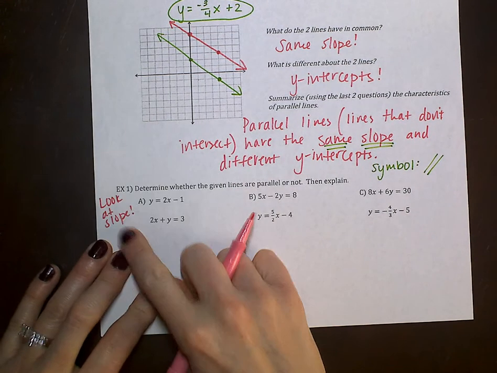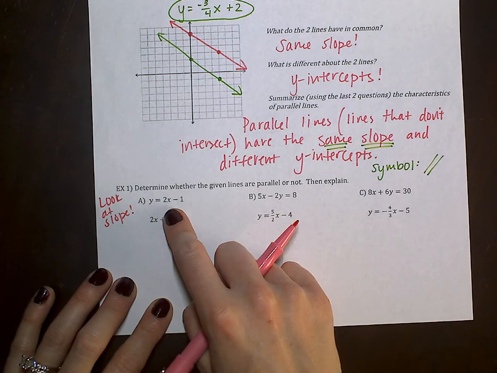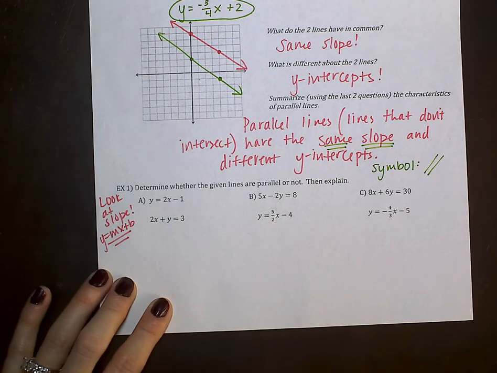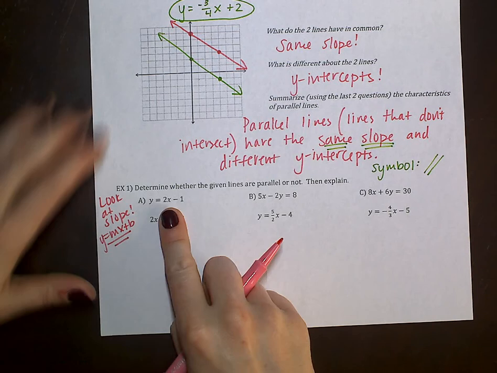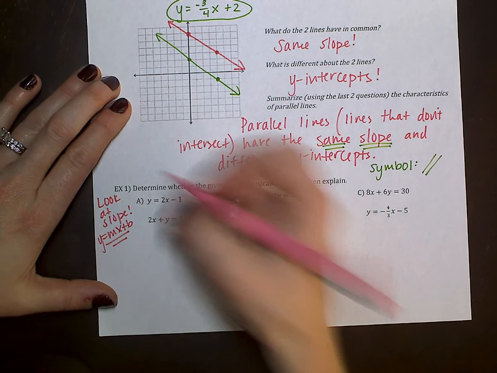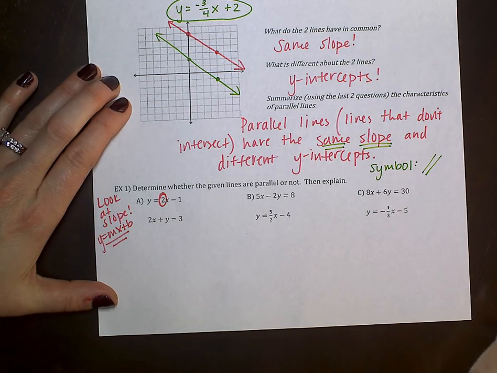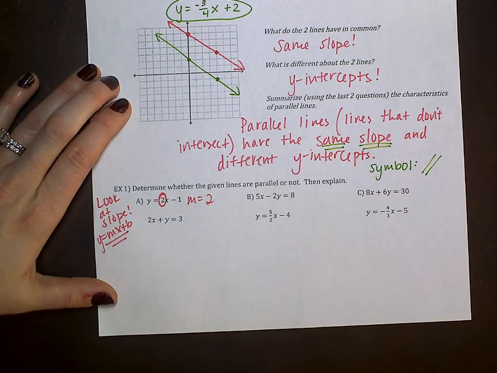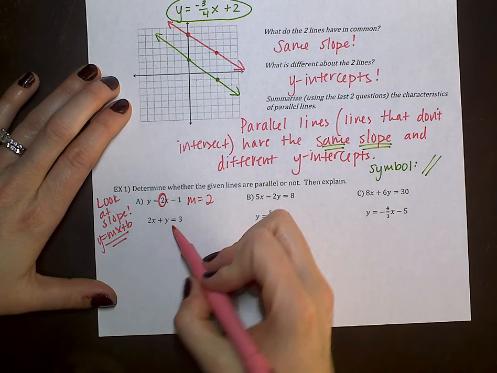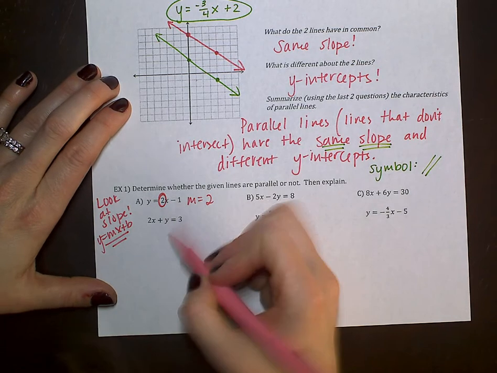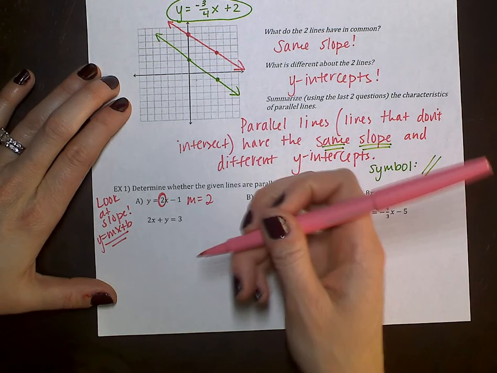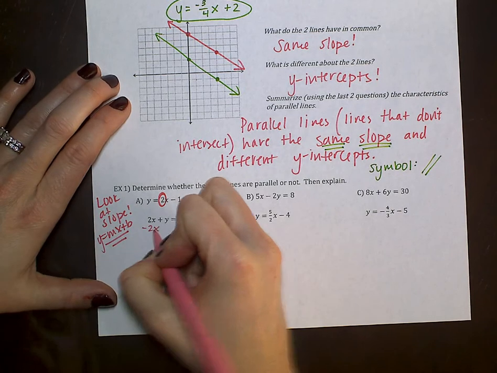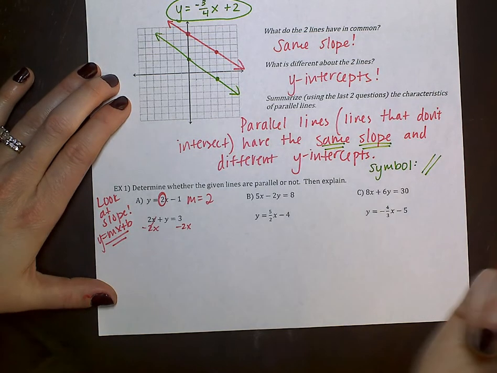And if I need to say what the slope is by just looking at the equation, I need to be in mx plus b. So in A, the first line is in mx plus b. So I can tell by looking at that the slope, or the number in front of x, my m value, is 2. If the second line has a slope of 2 but a different y-intercept, then these lines are going to be parallel. Notice that this second line is written in standard form, so I need to get it into mx plus b by subtracting the 2x over.